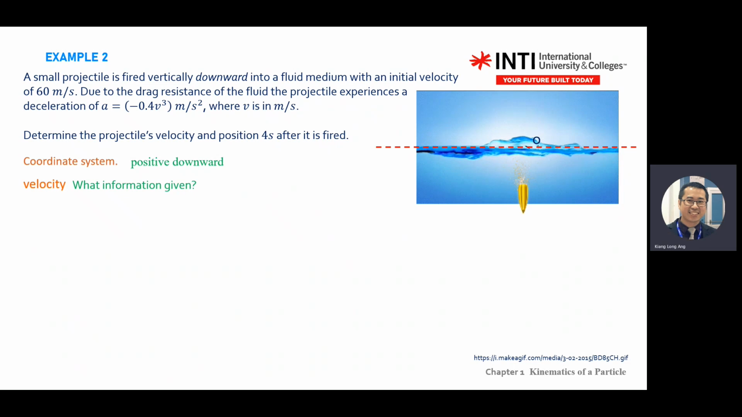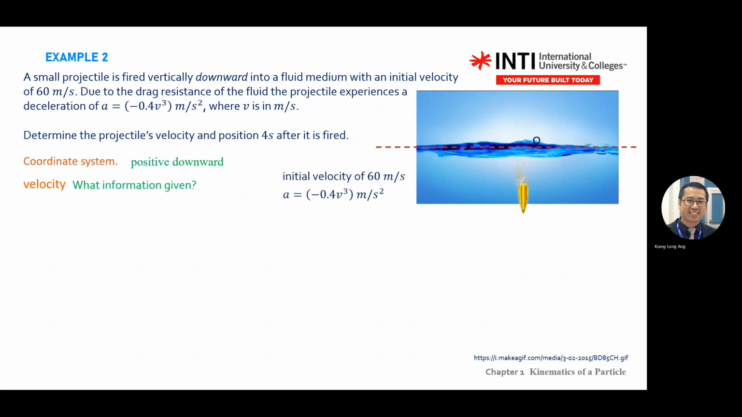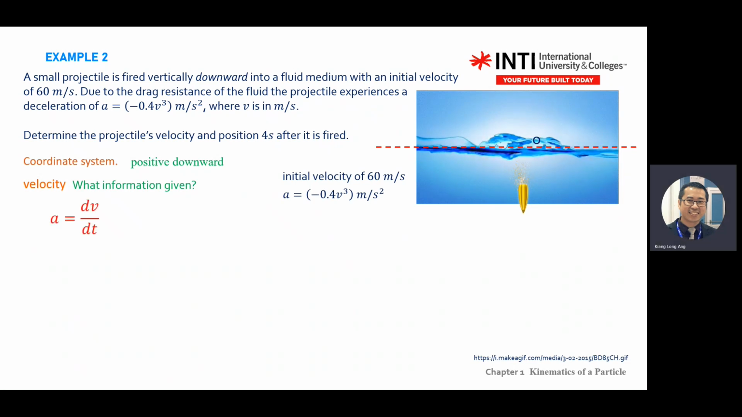Velocity was given. What is the initial velocity? 60. Acceleration is also given. The definition of acceleration is the change of velocity divided by, not divided, differentiated with time.